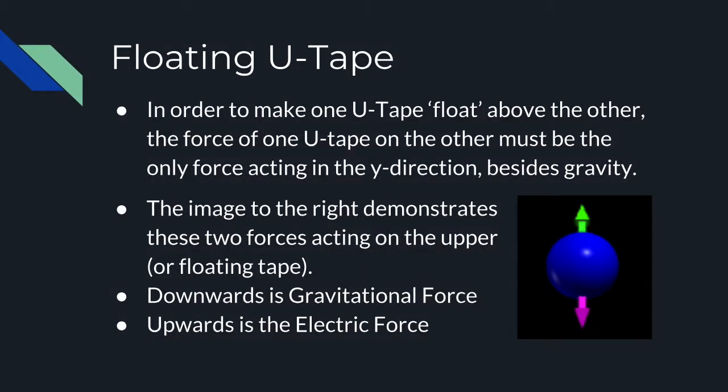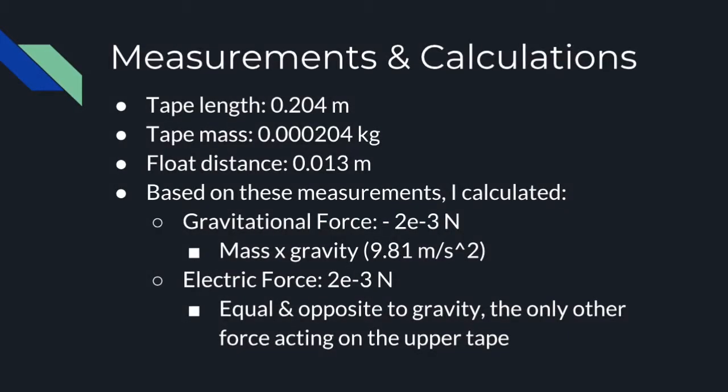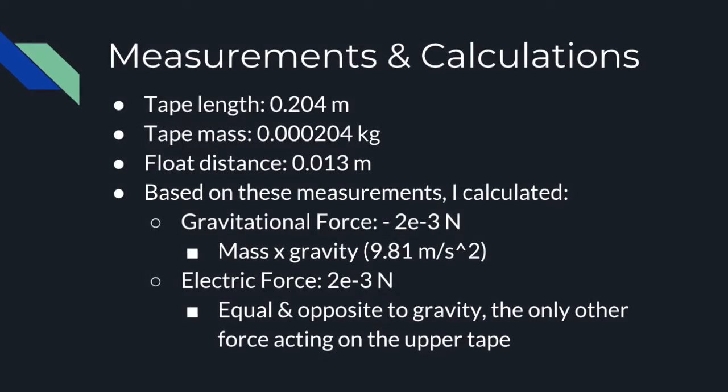In order to make one U-tape float above the other, the force of one U-tape on the other must be the only force acting in the y direction besides gravity. The image to the right demonstrates these two forces acting on the upper or floating tape, where downwards is gravitational force and upwards is the electric force in the free body diagram. The measurements I calculated during this lab are shown here.